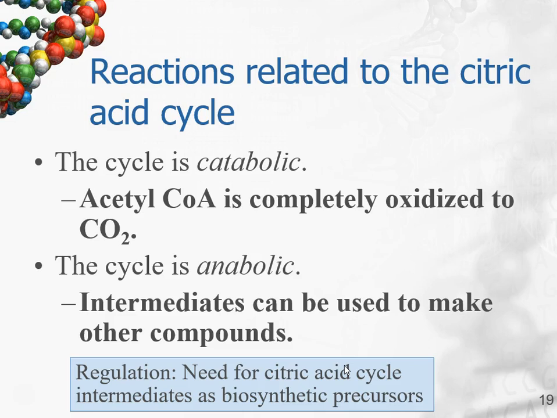So in a lot of the pathways that we've talked about, we talk about how is this pathway catabolic or anabolic. The citric acid cycle is what we call amphibolic, amphi being both. So it is actually both depending on how you use it. So if acetyl-CoA is completely oxidized to CO2, that's definitely acting in a catabolic way. But the cycle is anabolic because you can use intermediates from the citric acid cycle to make other compounds. So in that way, you regulate the pathway based on what is your need for those intermediates, for those biosynthetic precursors.